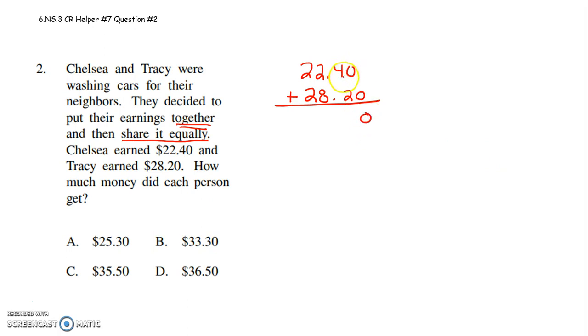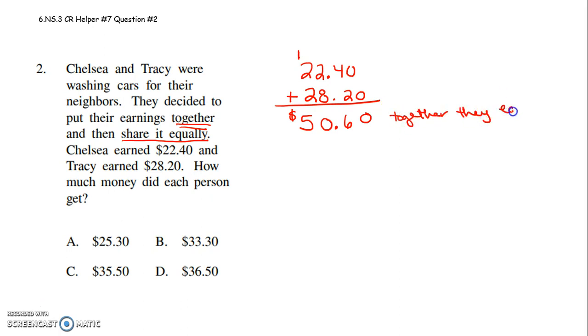So that's a 0. 4 plus 2 is 6. Make sure when you're adding decimals, remember we line up place value. So those decimal points will be lined up. 2 plus 8 is 10. Put down a 0, carry a 1. 2 plus 2 is 4, and 1 more is 5. So together they earned $50.60.